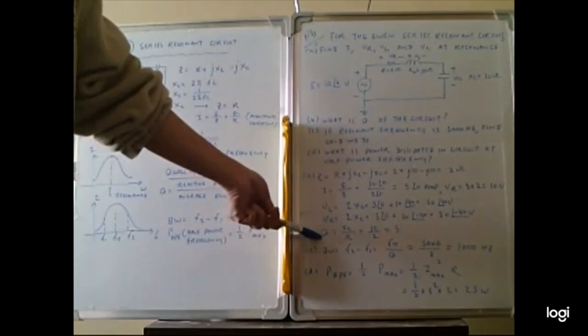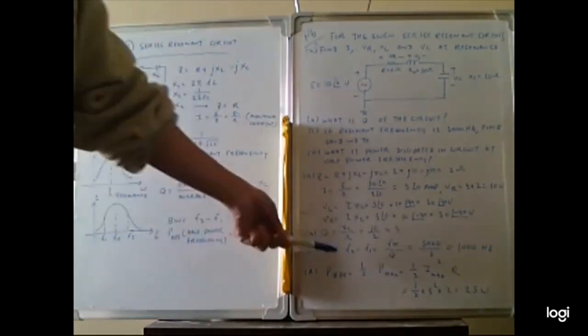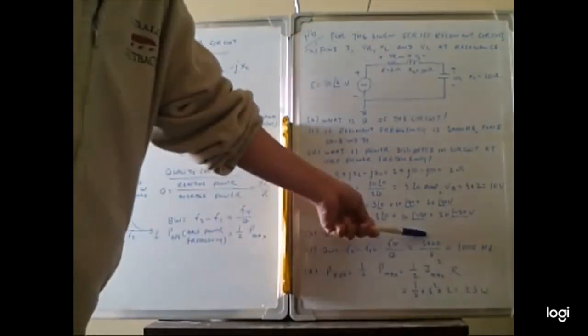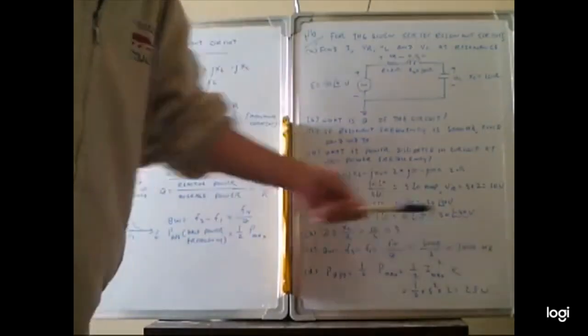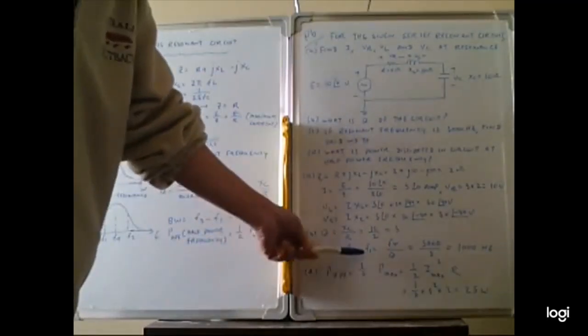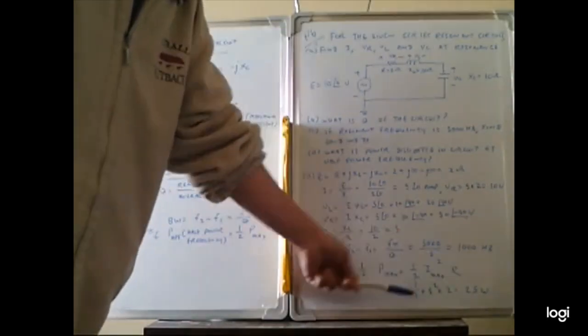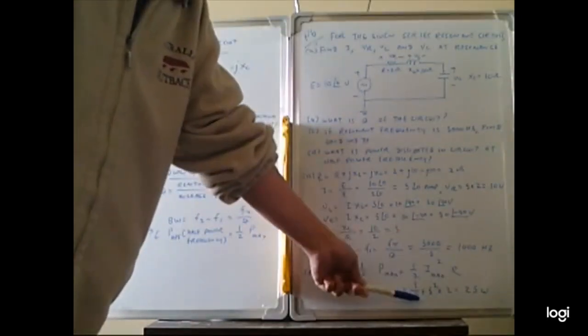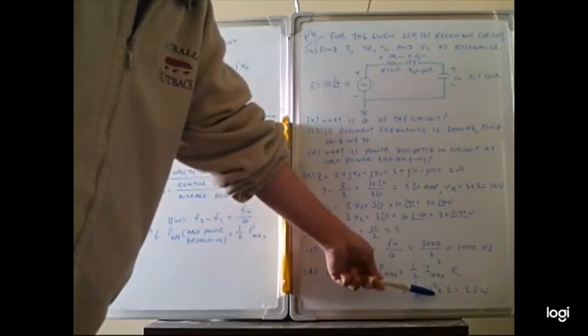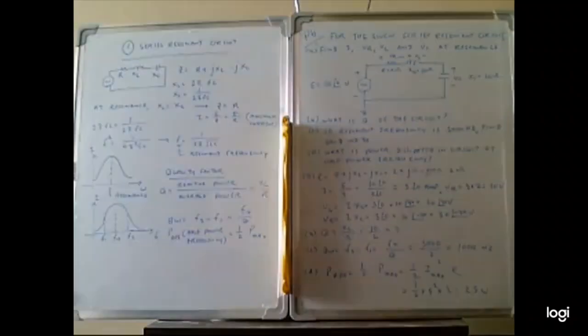You can calculate Q as X_L by R. X_L is 10, R is 2, so Q is 5. Bandwidth is f_r by Q. f_r is 5,000, Q is 5, so we get 1,000 Hz. Half power is half multiplied by the maximum power. Half into I maximum squared R: half multiplied by 5 squared, which is I maximum squared, and R is 2, so you get 25 watts. This is the series resonance circuit calculation.